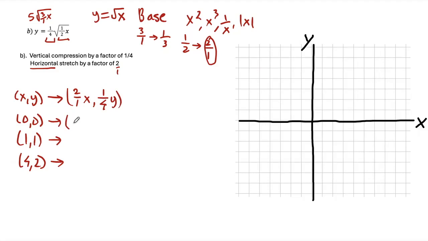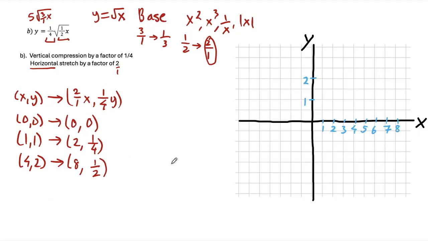2 times all of my x's, 0, 2, 2 times 4 is 8. Y values, multiply them all by a quarter. 2 times a quarter is 1/2. Let's make a scale and connect these points.